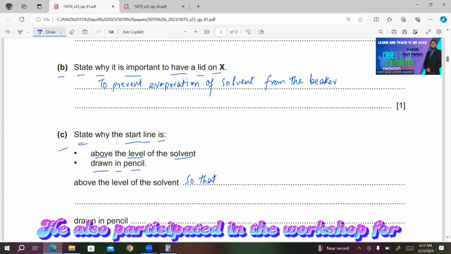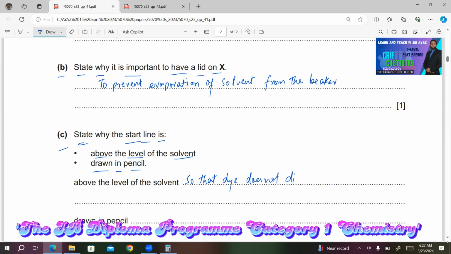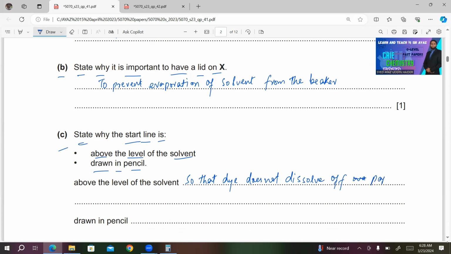So that the dye does not dissolve off the paper into the solvent. Pencil is insoluble in the solvent.